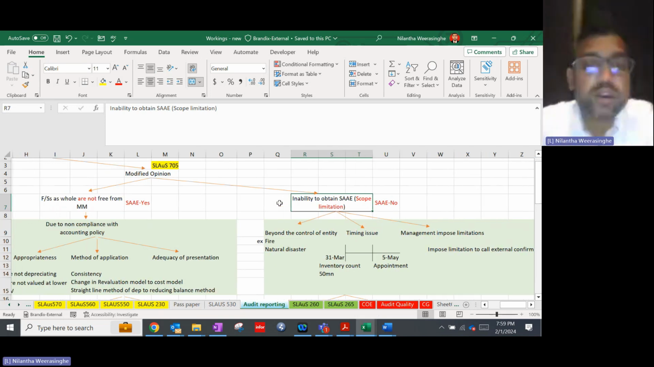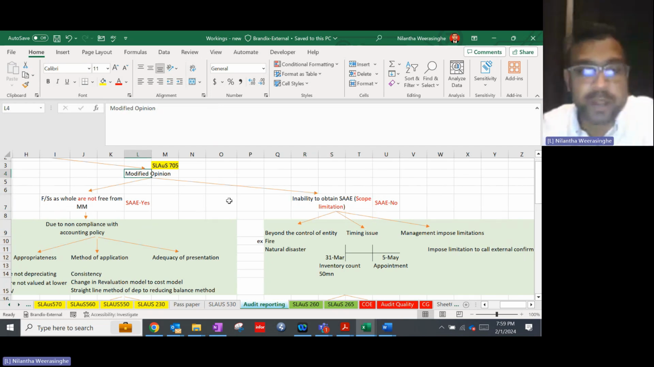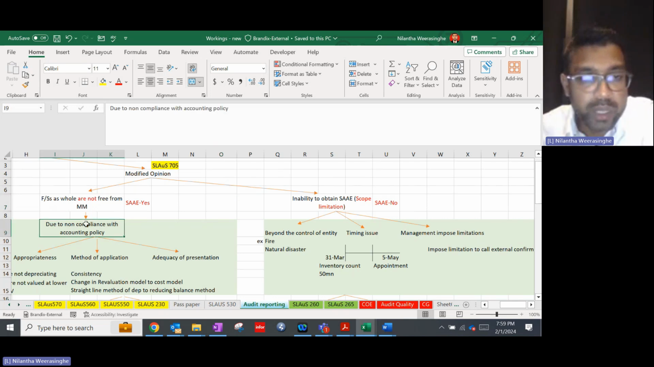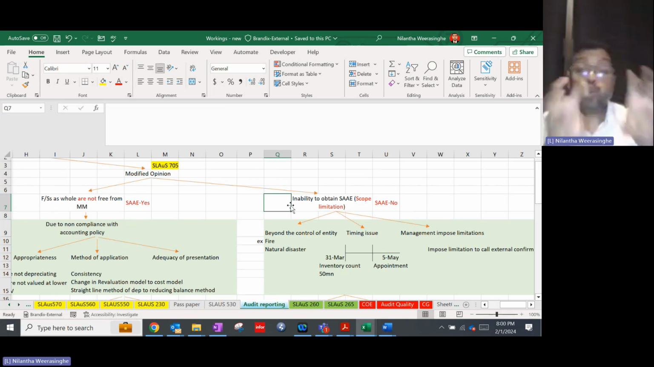Then you have to give what? Modified opinion. Then what they know? Modification can be there because of two reasons. One is non-compliance with accounting policy. Other one is inability to collect sufficient appropriate audit evidence. You don't have sufficient appropriate audit evidence. Then you have to modify the opinion. How do you modify? That is the important thing.